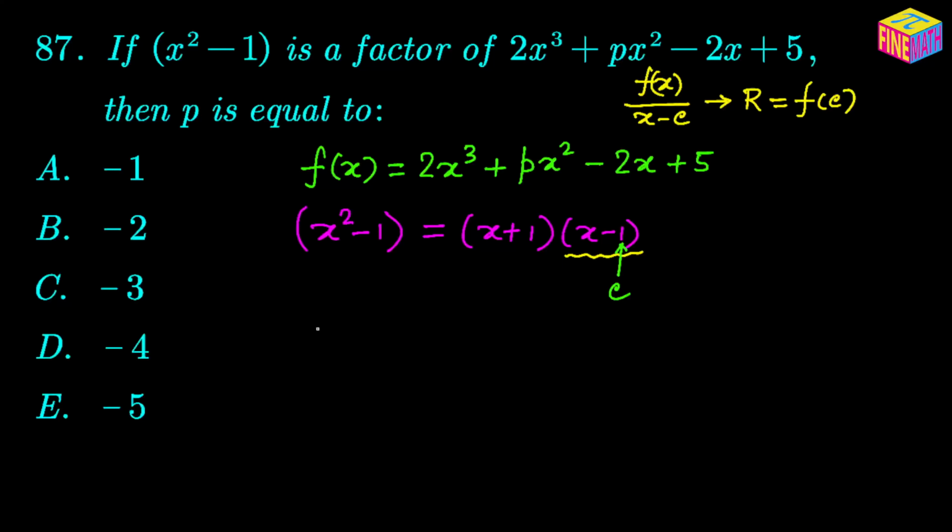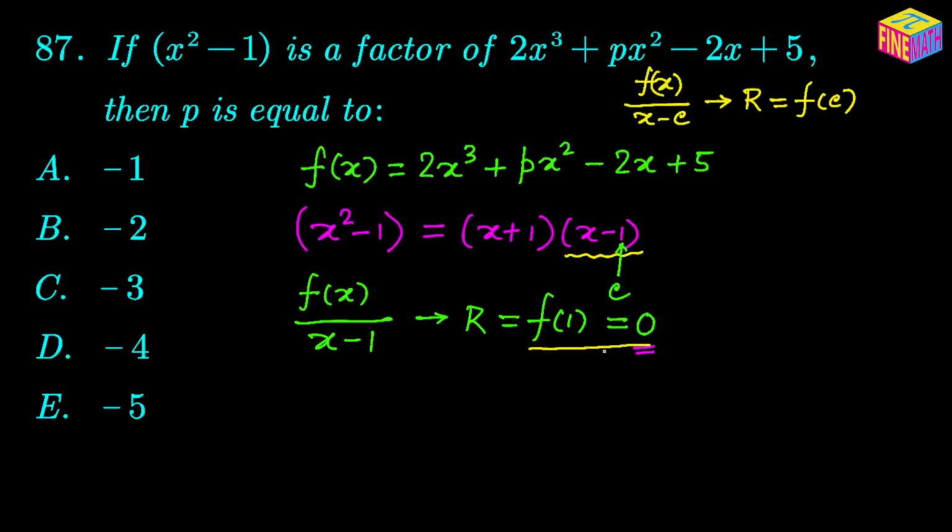So in this case, let me write it like this: our f of x is divided by x minus 1, then the remainder would be f of 1, and because x minus 1 is a factor, this will be equal to 0. That's the main piece that we have to understand. Since x minus 1 is a factor, then f of 1 will be equal to 0. That's the factor theorem, right? So now we have our necessary equation here, which is f of 1 equals 0. That is the equation we want to play with, right?